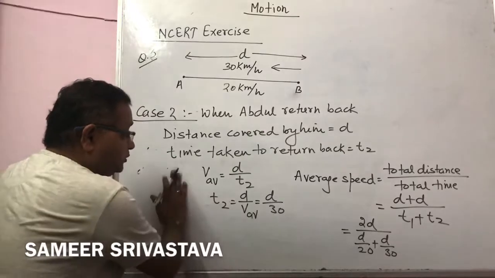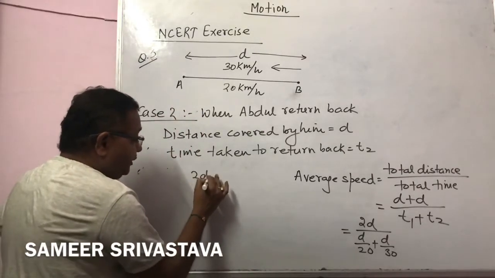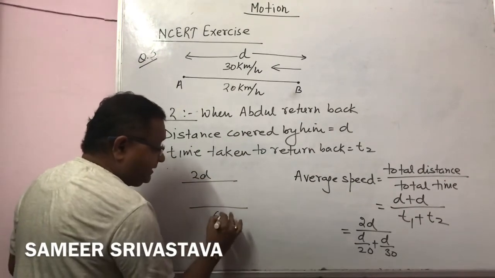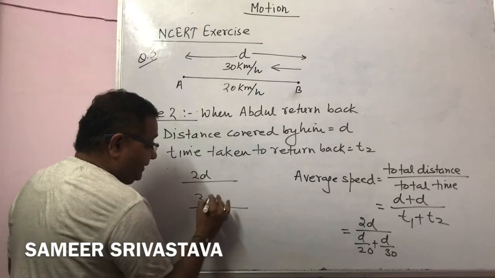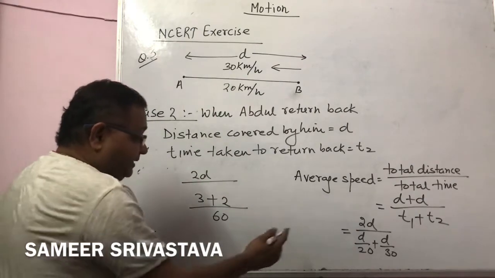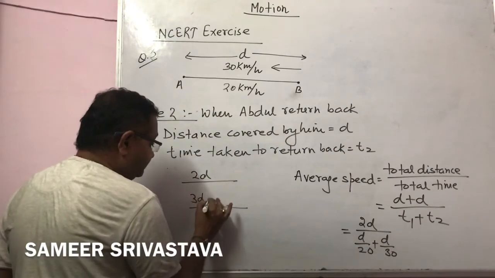Okay. Now solve this equation. This is 2D upon, here the LCM will be 60. 3 plus 2, right? 3 plus 2, or we can write 3D plus 2D.